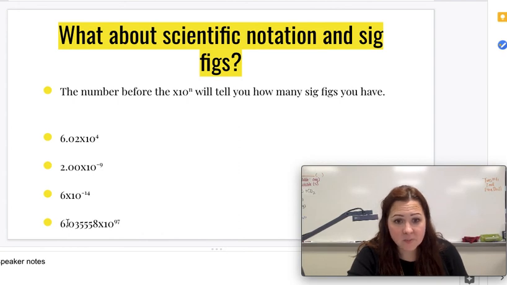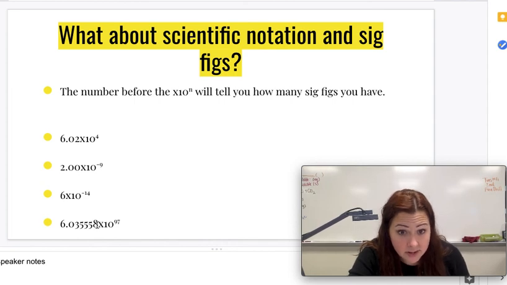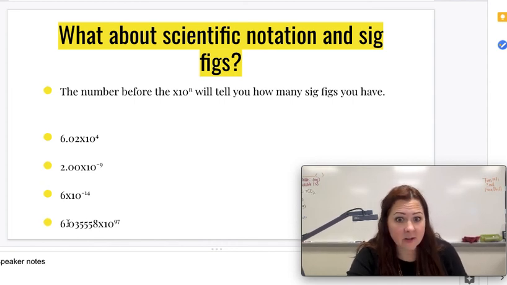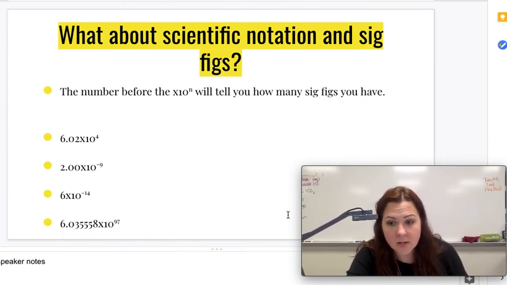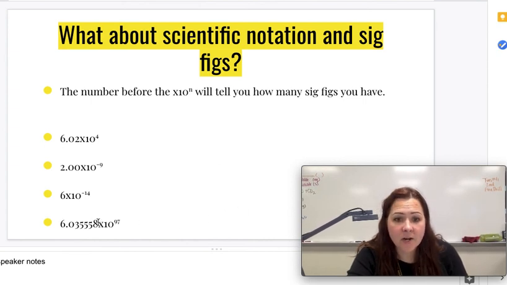This one, the 6.035558. All of those digits count, so that one has 7, if I'm reading that right. So it doesn't matter that it's times 10 to the 97th power, that there's like 92 zeros there. There wouldn't be a decimal place present, so these numbers right here before the times 10 are the only ones that count.